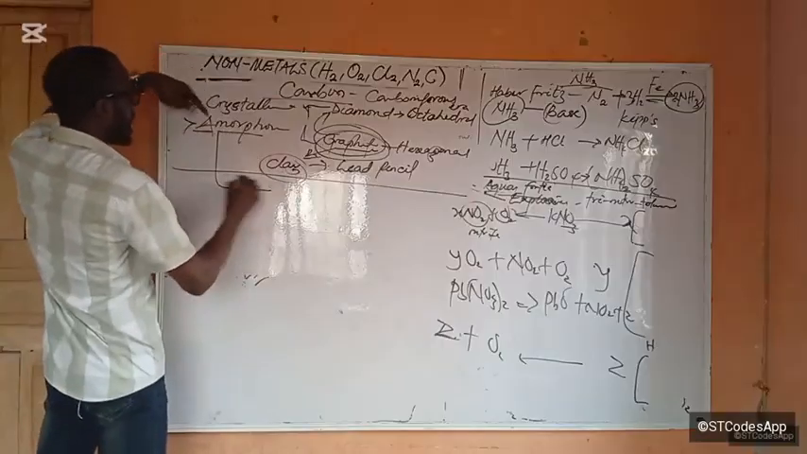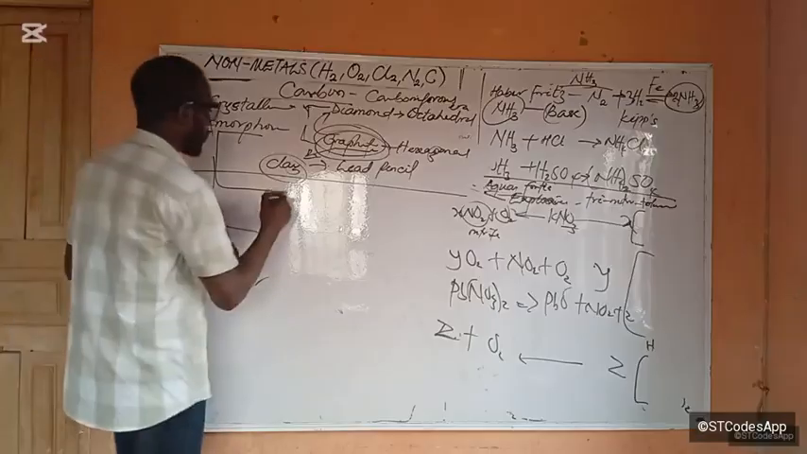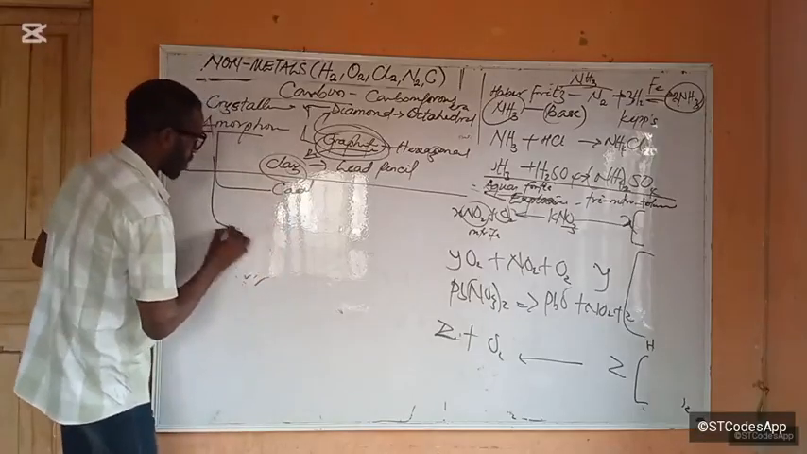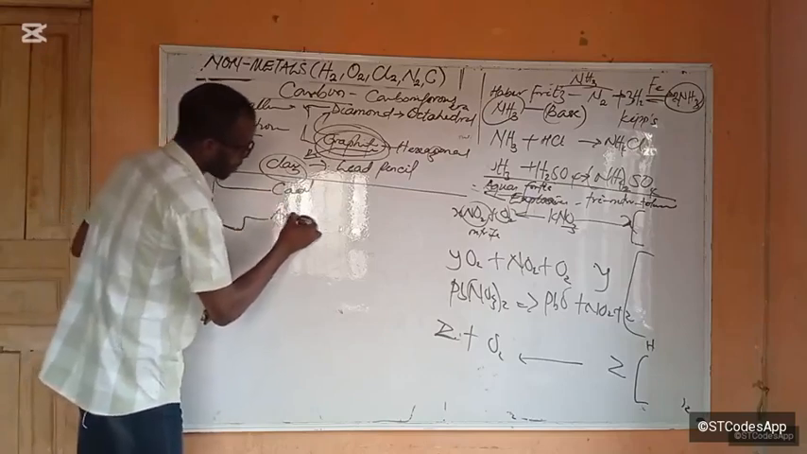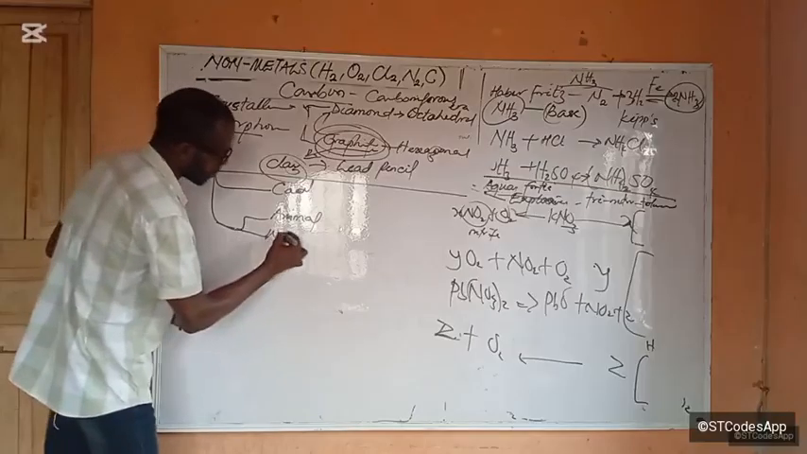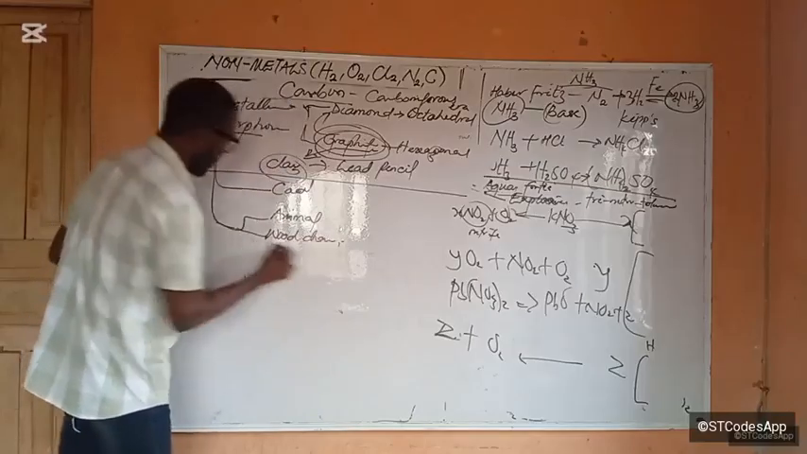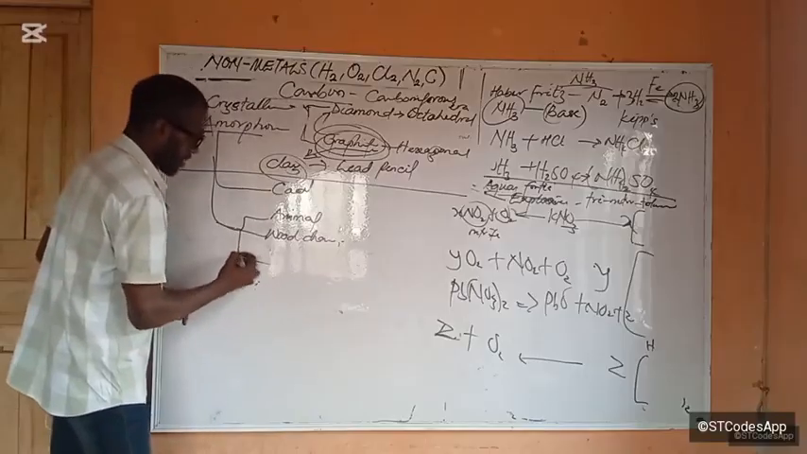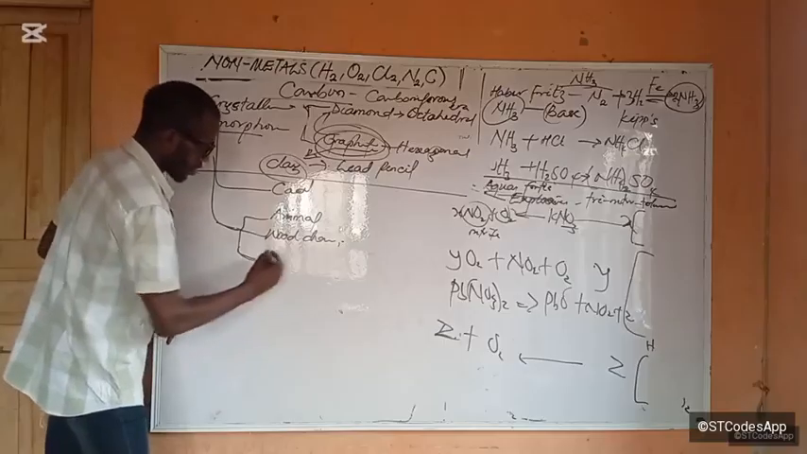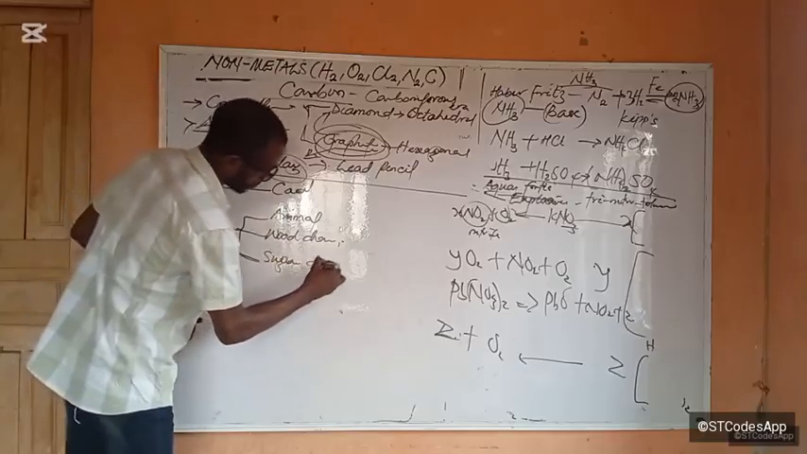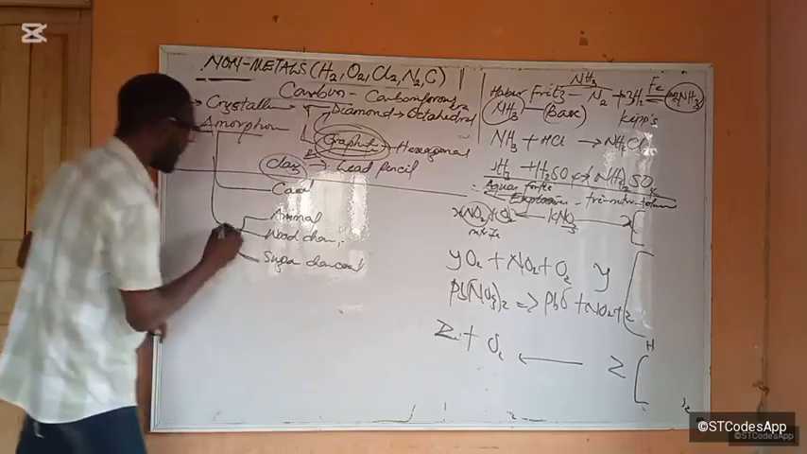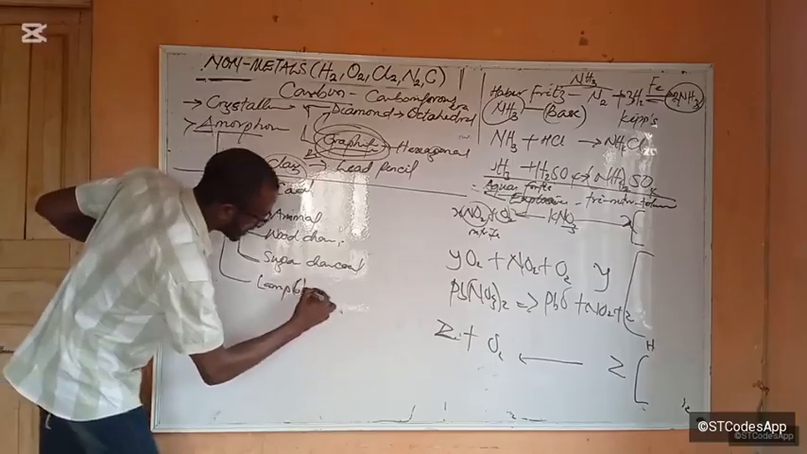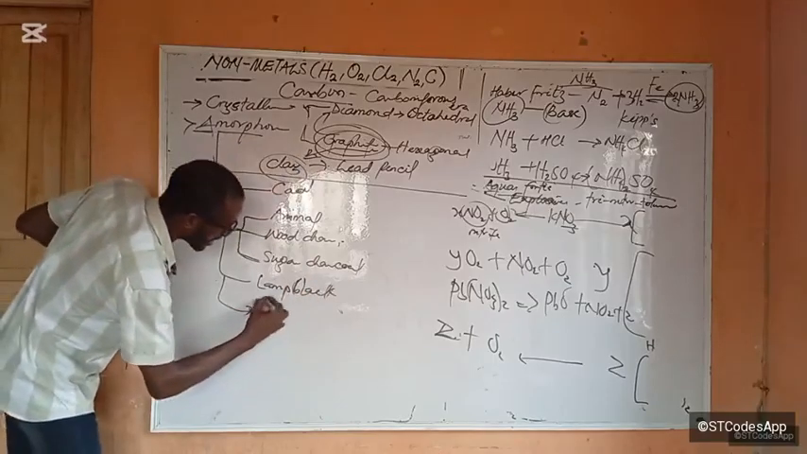Then the amorphous carbons are coal, charcoal such as animal charcoal. We have animal charcoal. We have wood charcoal. We also have sugar charcoal. This one I can remember. Then we have lamp black. Now don't forget, and carbon black.